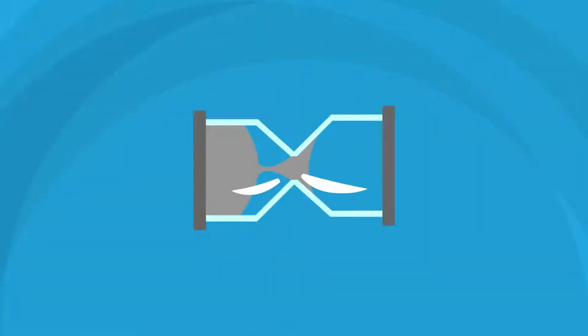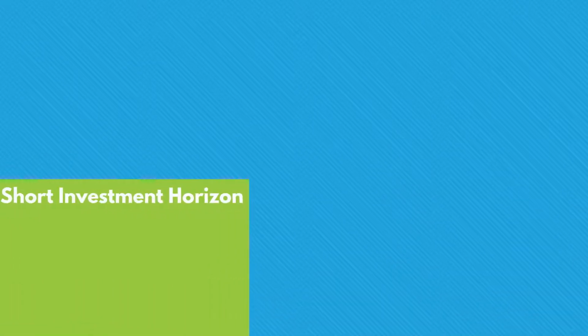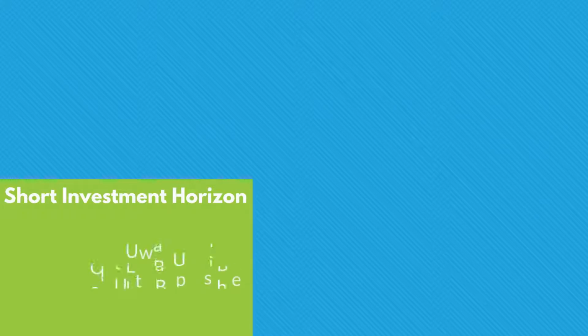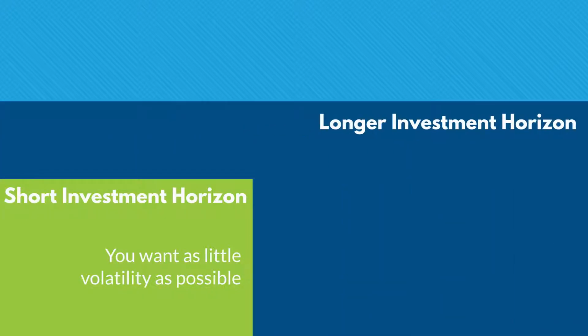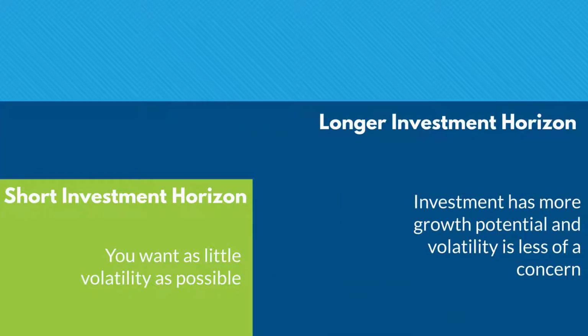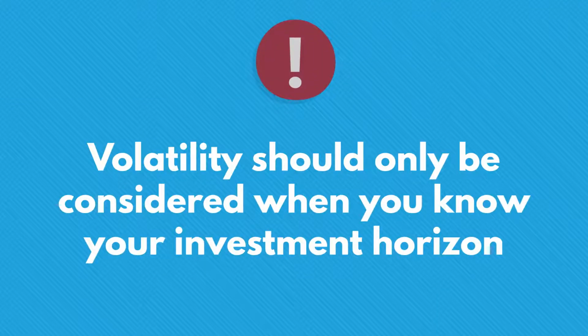In the short term, volatility is high for equity investments. Thus, short-term investments must not be exposed to high volatility assets. If you have a short investment horizon, you want as little volatility as possible to ensure that you do not lose any investment value. But over the long term, investments like shares have more growth potential and volatility becomes less of a concern. Volatility should only be considered when you know your investment horizon.